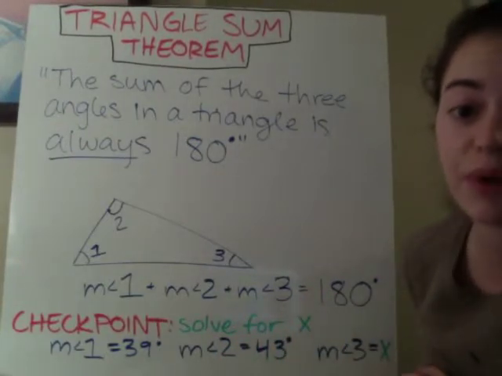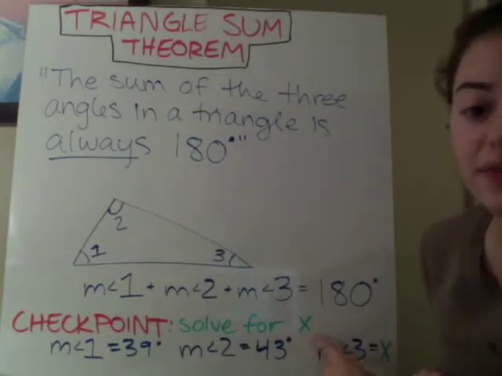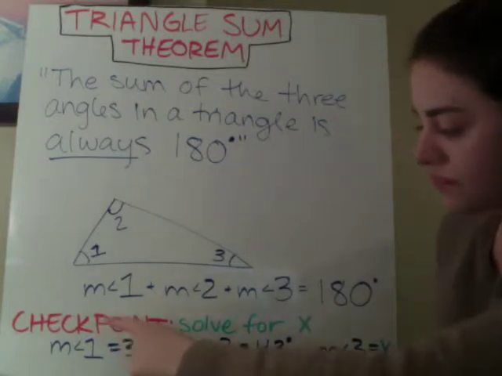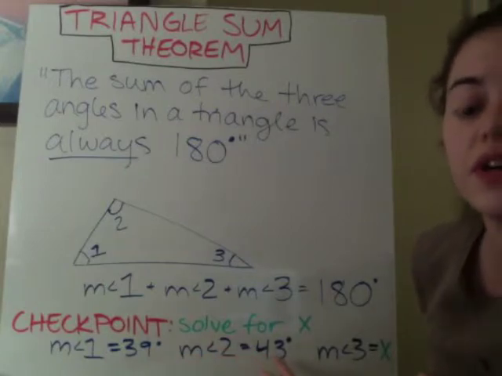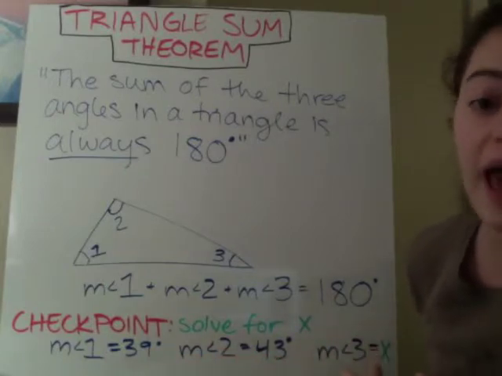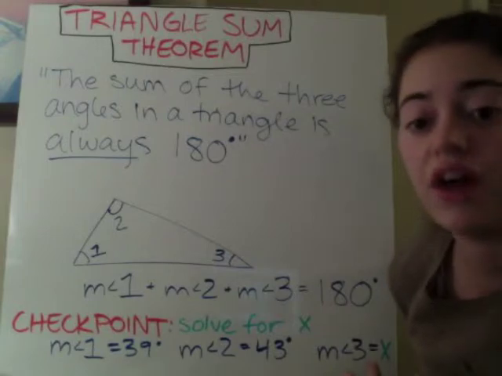Already time for the checkpoint. You're going to solve for x. If the measure of angle 1 is 39 degrees, the measure of angle 2 is 43 degrees, the measure of angle 3 is equal to x. What is the measure of angle 3?